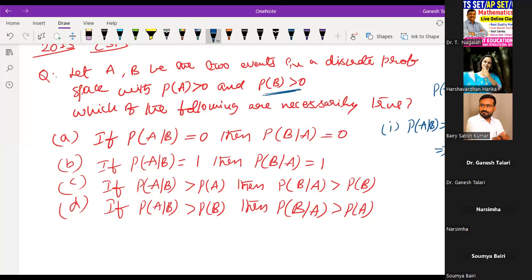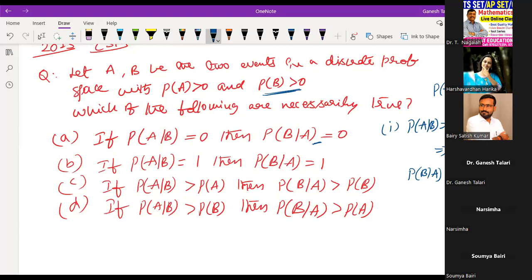Got it? Then in a similar way, from this one here, probability of B given A is equal to, I can write, probability of B intersection A upon probability of A. So here, B intersection A or A intersection B, both are the same because of the commutative law that we have already written in set theory. A intersection B is equal to B intersection A.